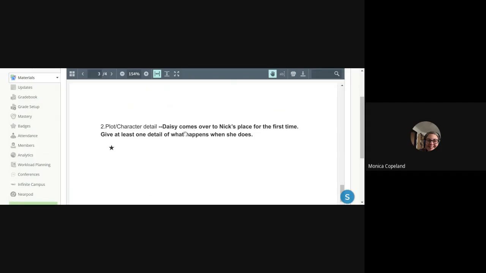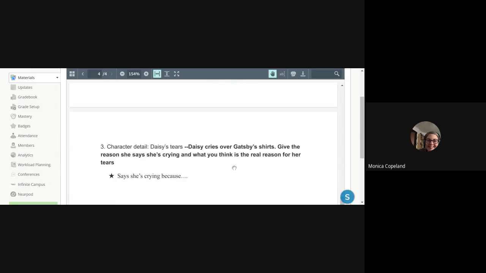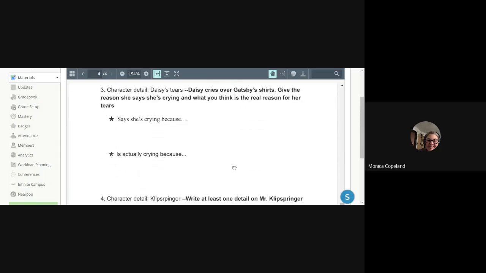Next, you're going to decide at least one detail of what happens when Daisy does come over to Nick's place for the first time. For question 3, you're going to need to infer. That means using clues to come up with an analysis or an idea. In this chapter, Daisy cries over Gatsby's shirts. She says she's crying because they're so beautiful. But we know from living amongst humans that it's very rare for them to cry over a shirt. So you're going to infer what she's actually crying about.